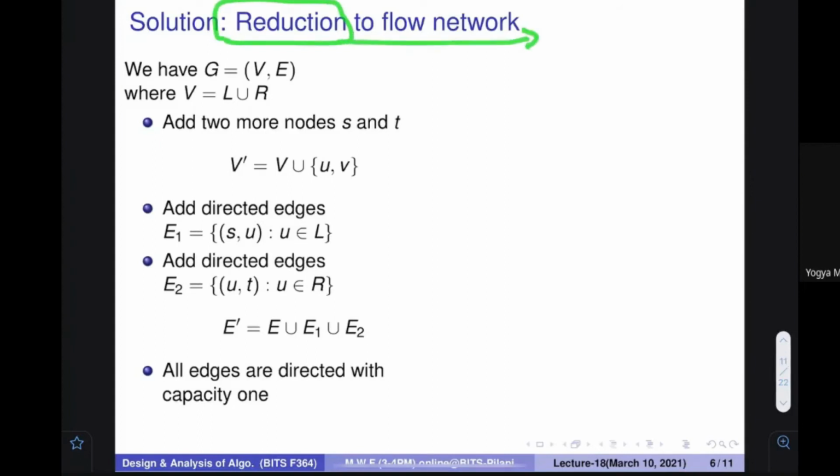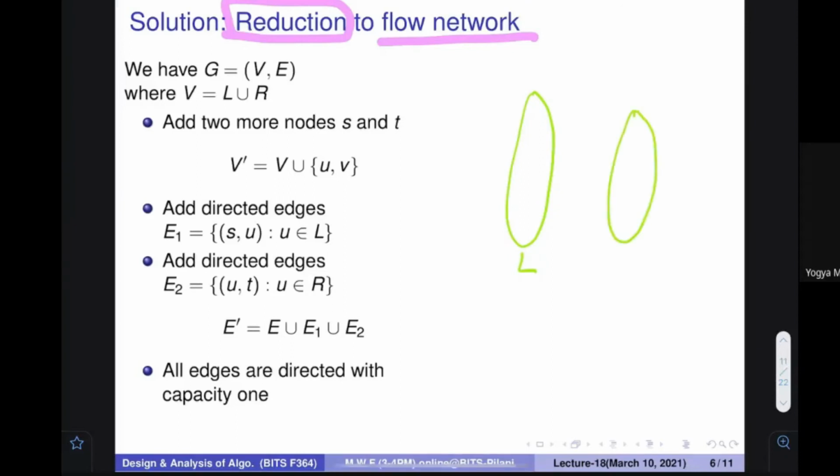Whatever problem that we have, we are going to change it, reduce it, convert it to the flow network problem. So what is the problem that we have? We have a set L and we have a set R. They have some nodes, and there is some connection between them, and we want to find out the maximal matching.